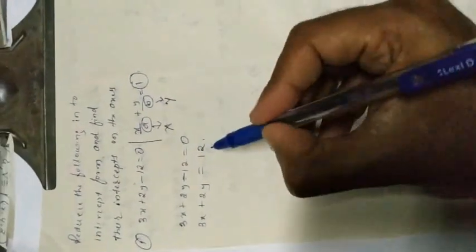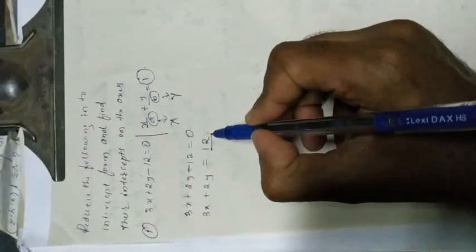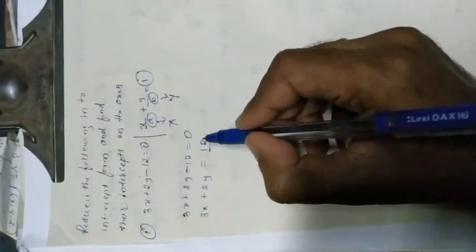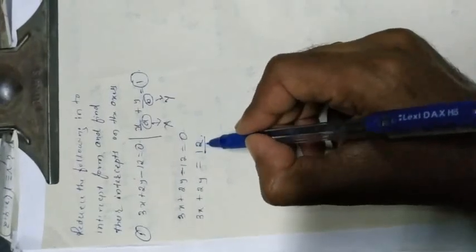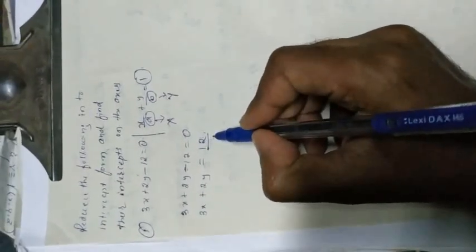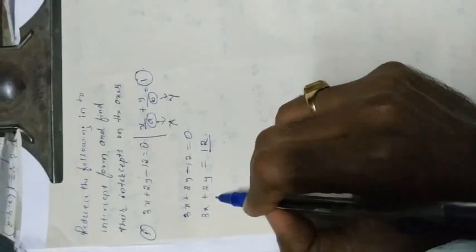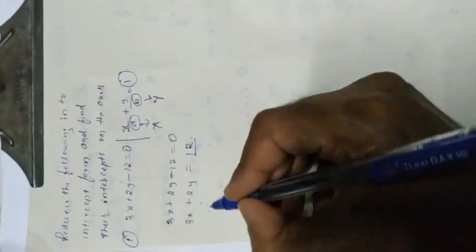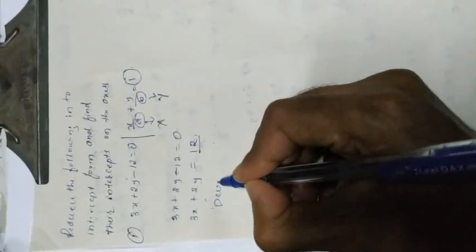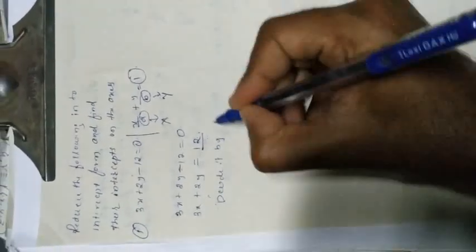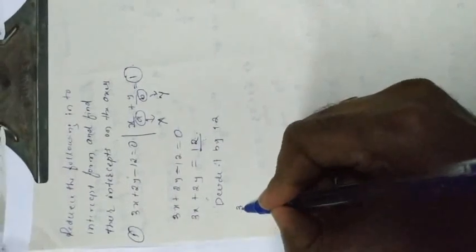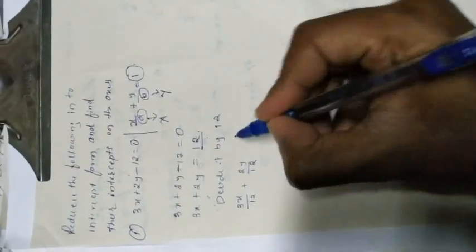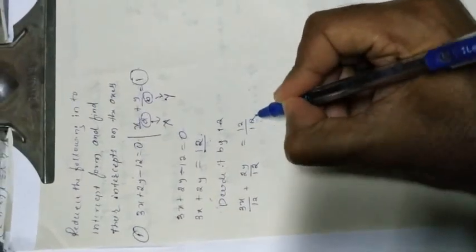Now, to make the RHS term 1, we have to divide by 12. But not only the RHS, we have to divide the LHS by 12 as well. So the whole equation is divided by 12. See, this is 3x by 12 plus 2y by 12 is equal to 12 by 12.